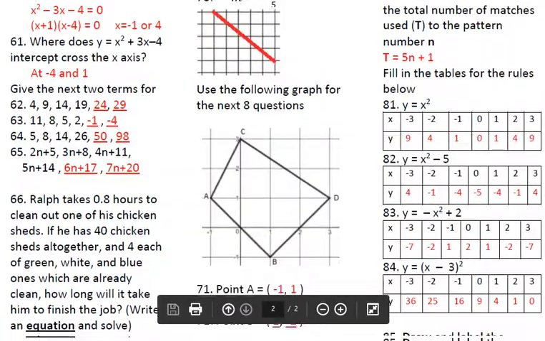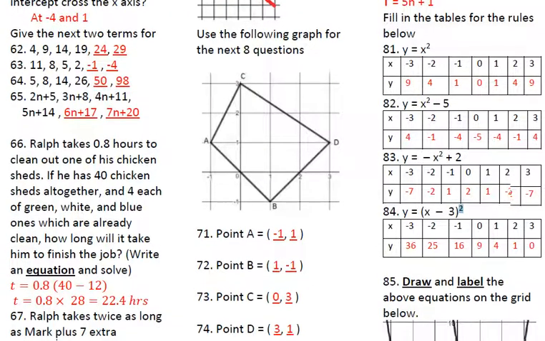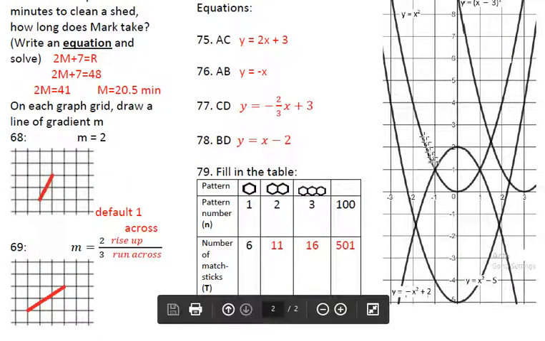Okay, next bit over here, fill in the tables for the rules below. Now I just want to let you know that parabolas are drawn when we have x squared. If there's an x squared in there, or even over here we've got a squared, when that happens we have what's called parabolas. We don't have time to explain why they have that shape, but they are a strong shape and used in lots of cases in constructing bridges.